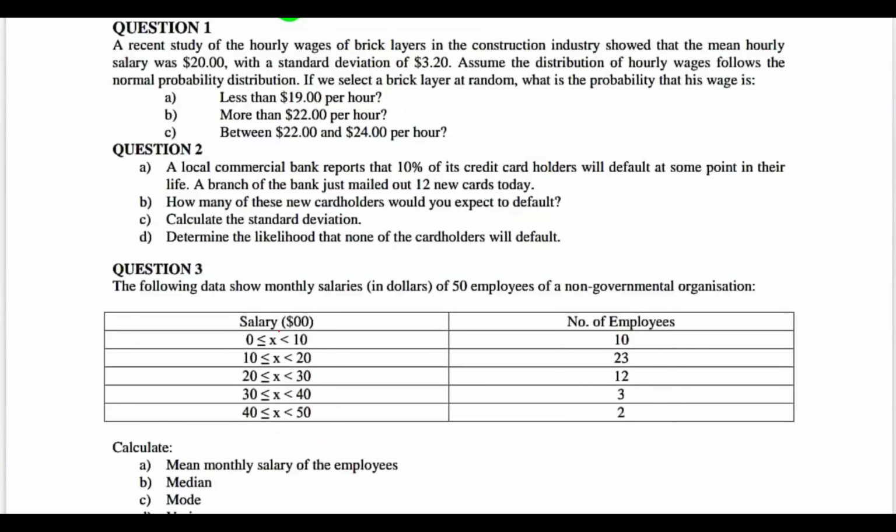This is how questions come. A recent study of the hourly wages of bricklayers in the construction industry showed that the mean is 20 and the standard deviation is 3.20. Can you assume a standard normal probability distribution? If we selected bricklayers at random, what is the probability that the wage is less than 19? What do we do from here? Since you are using standard normal distribution, I think I explained last time. What do you think we can do? The steps, what are the steps?